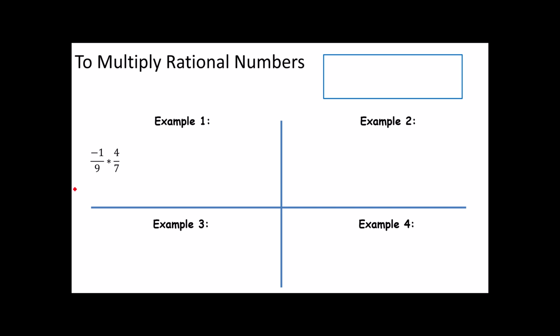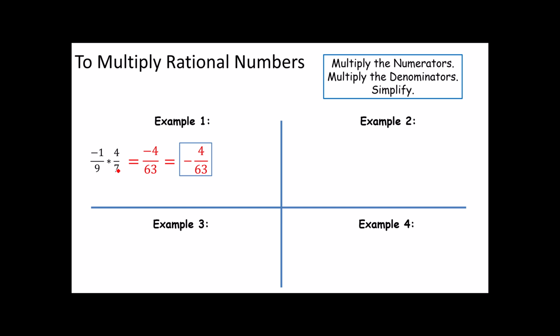Let's say I have -1/9 times 4/7. If you think you've got this, I'd recommend pausing the video, trying this one on your own, then restarting the video to see if you got the correct answer. The rule is multiply the numerators, multiply the denominators, and then simplify if you can. So in this case, -1 times 4 is -4. 9 times 7 is 63. There's your solution. I don't believe that simplifies.